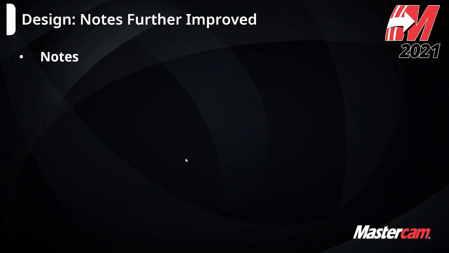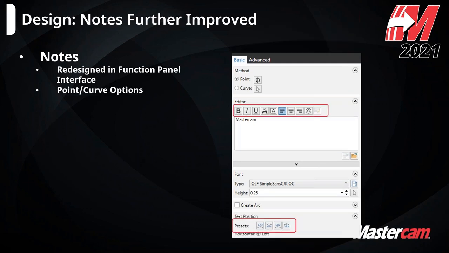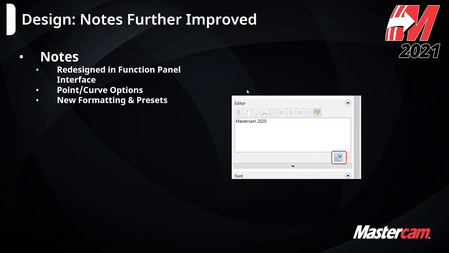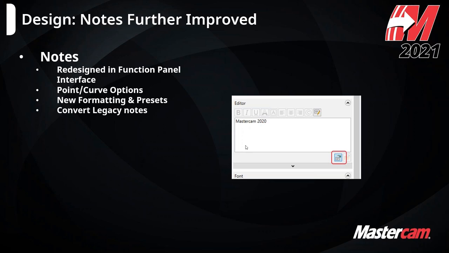We've redone and improved the notes function in Mastercam for 2021. It's moved, like a lot of the design elements in Mastercam have over the past couple versions, into what we call the function panel interface that goes over on the left-hand side. There are now different point and curve options on where you want to place the text. And there are also presets, highlighted there at the bottom, where you don't necessarily need geometry existing to create the text on an arc. And then you can also now convert legacy notes.